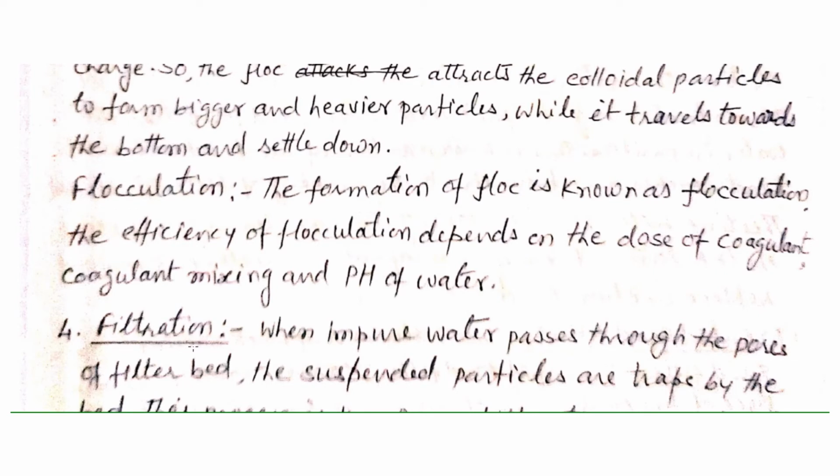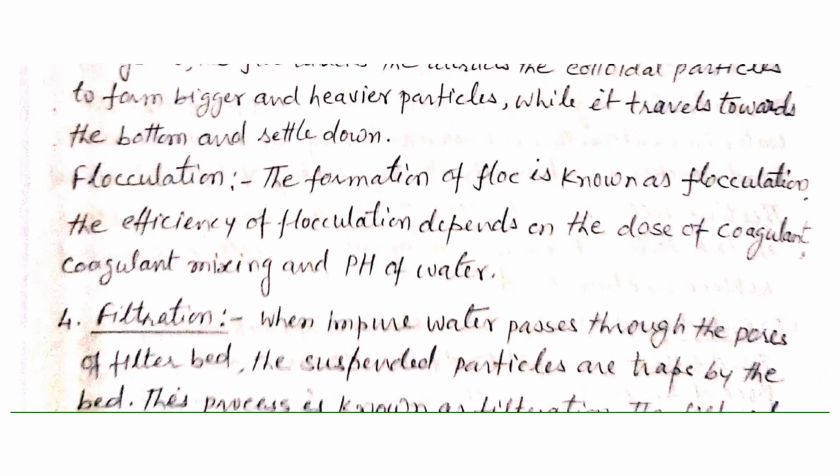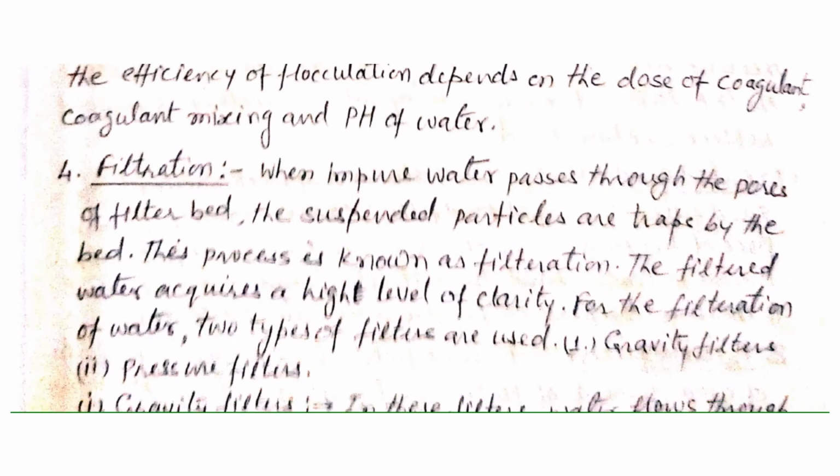Next step, filtration. The water coming out after sedimentation and coagulation still has small particles, so those also have to be removed to bring the TDS level below 500 ppm. For this removal process, the municipal corporation adopts filtration units, or filters.